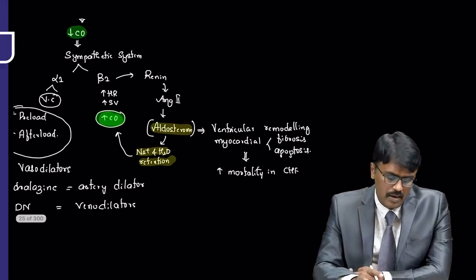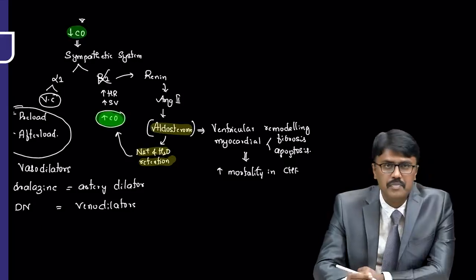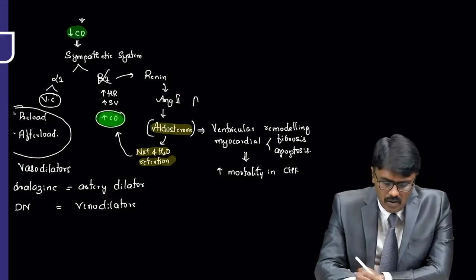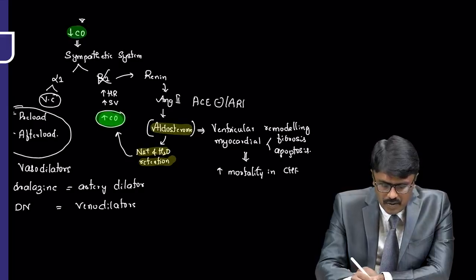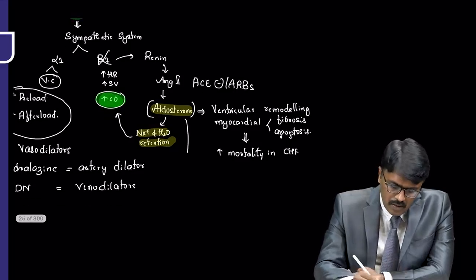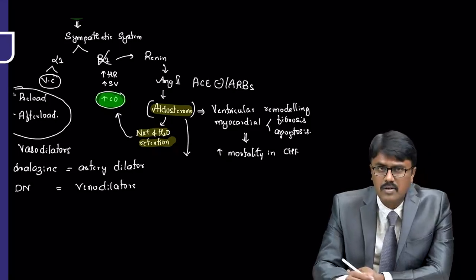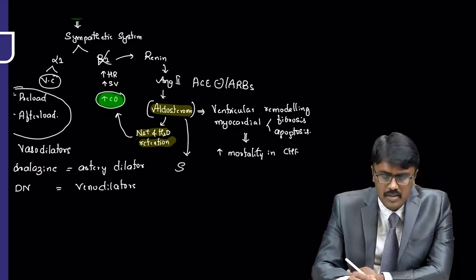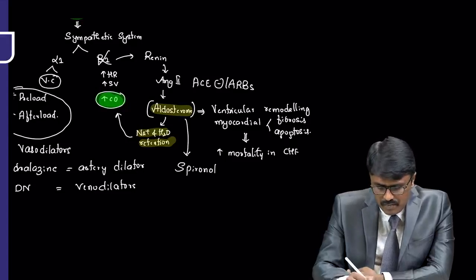Next, what we can do is block beta. We have beta blockers, or what you can do is use ACE inhibitors or ARBs. After that, you can use the only diuretics which decrease mortality, the aldosterone receptor antagonists. Can you guess the name? Yes, it is called spironolactone and eplerenone.